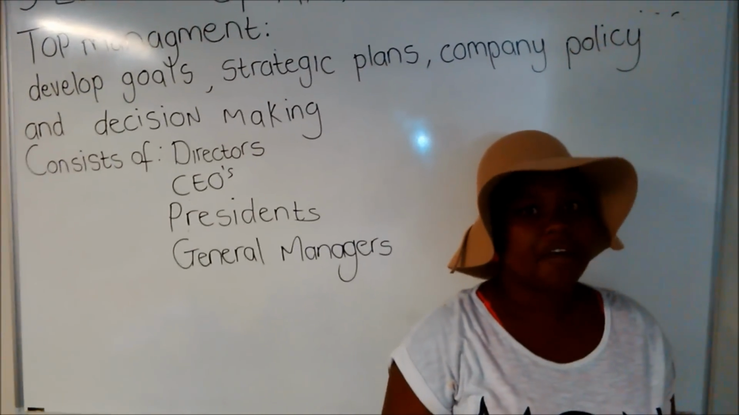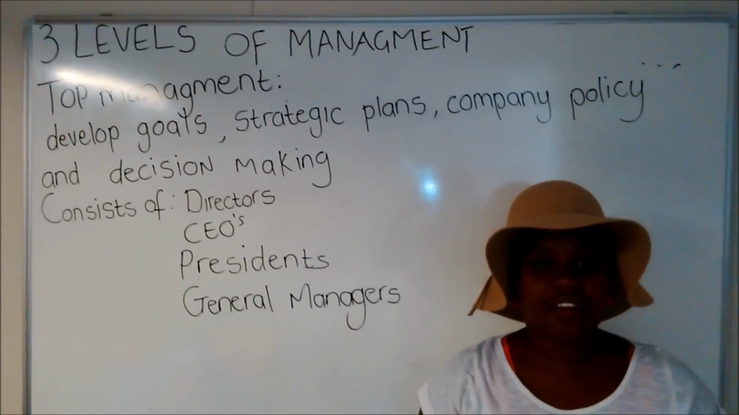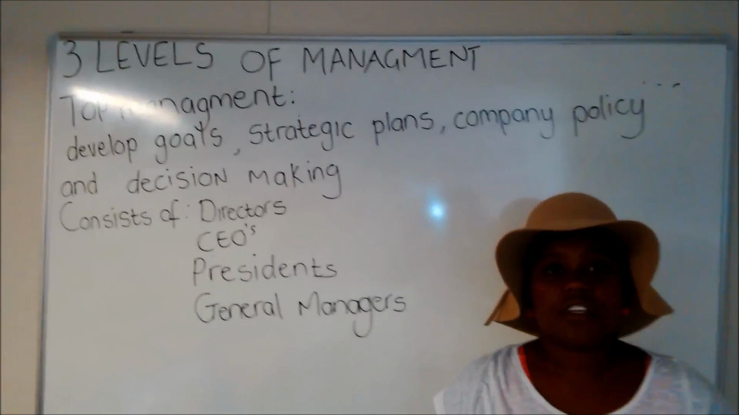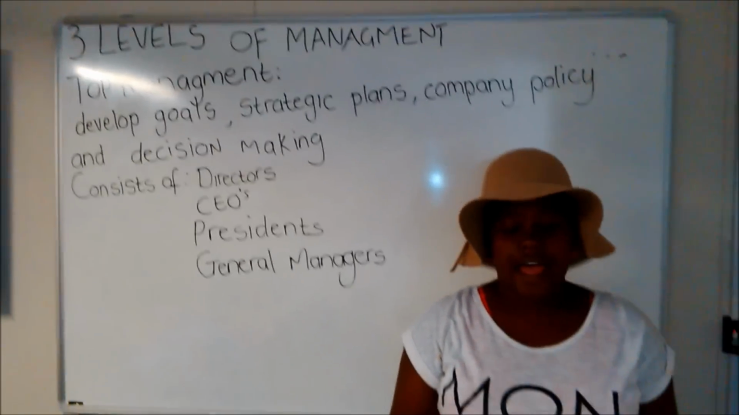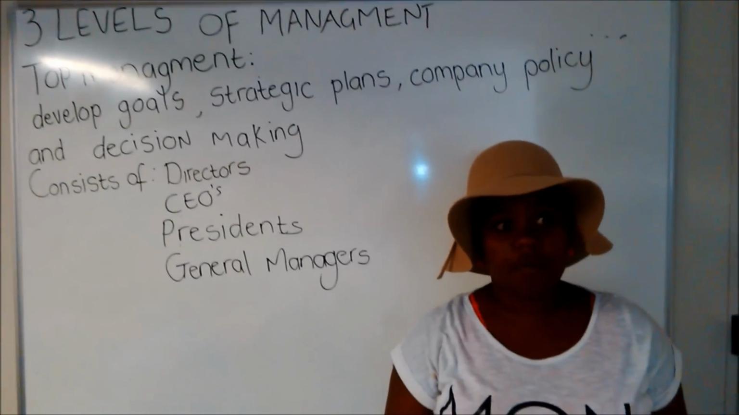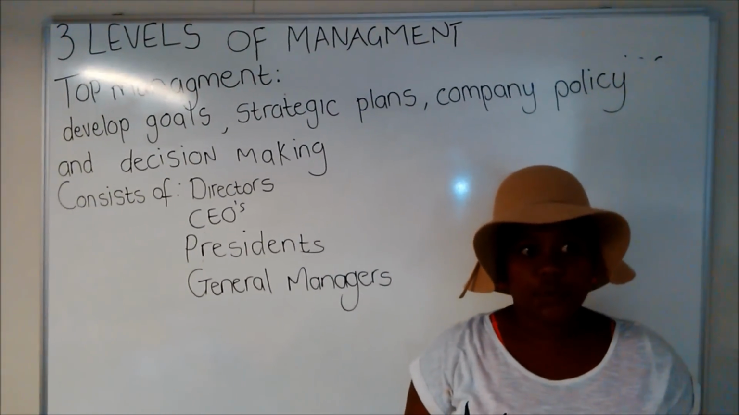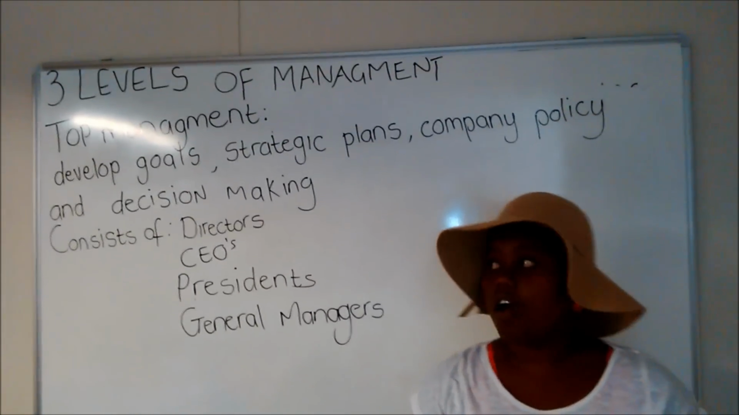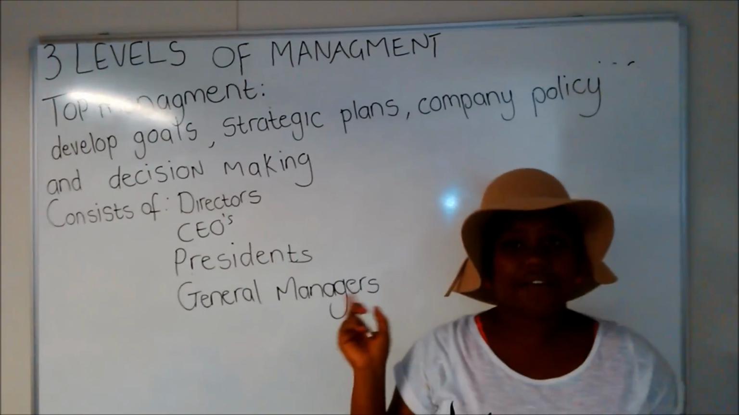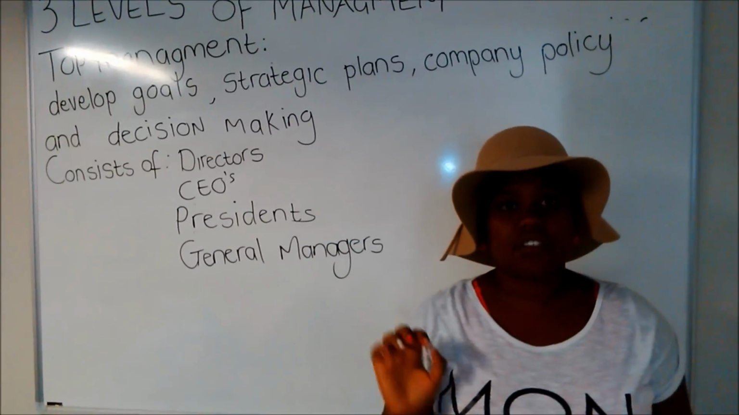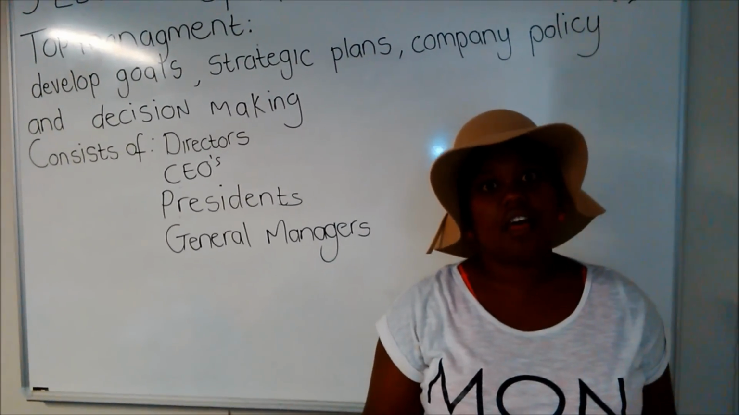Top management, middle management, and lower management. The top management is responsible for developing goals and strategic plans and the company's policies, including the decision making of the company. Top management consists of the following: the directors, the CEOs of the company, general managers, and the senior managers.